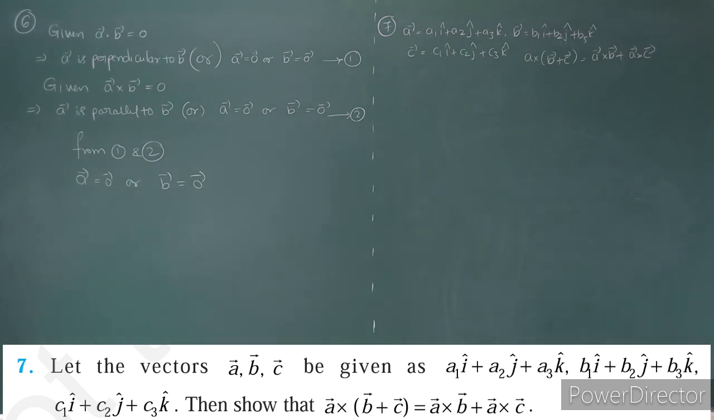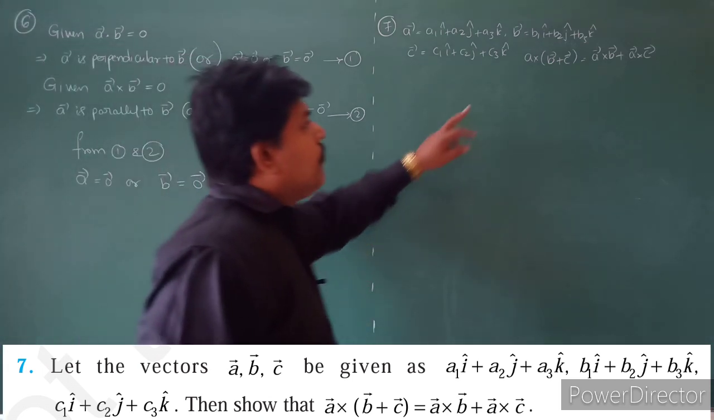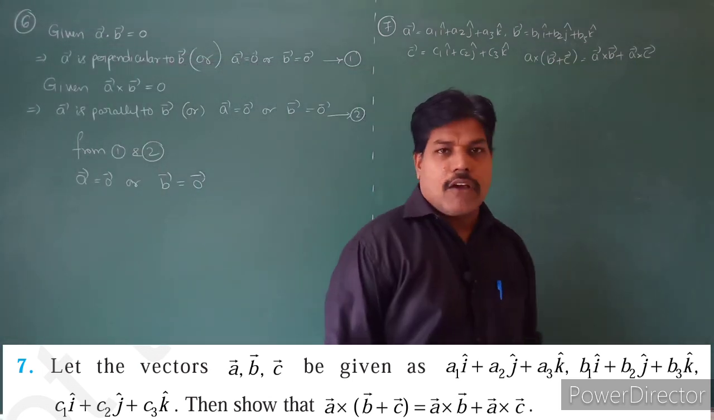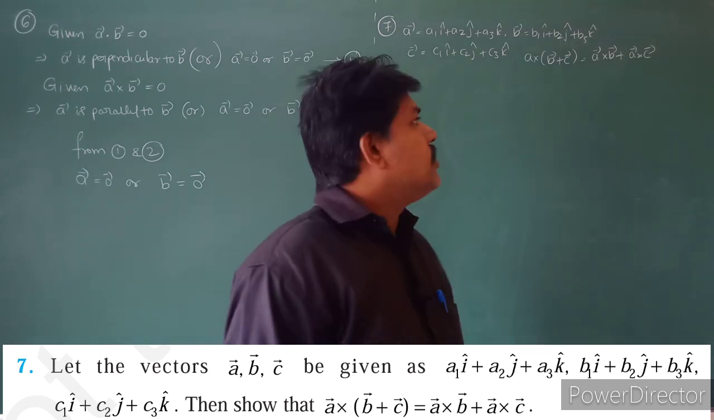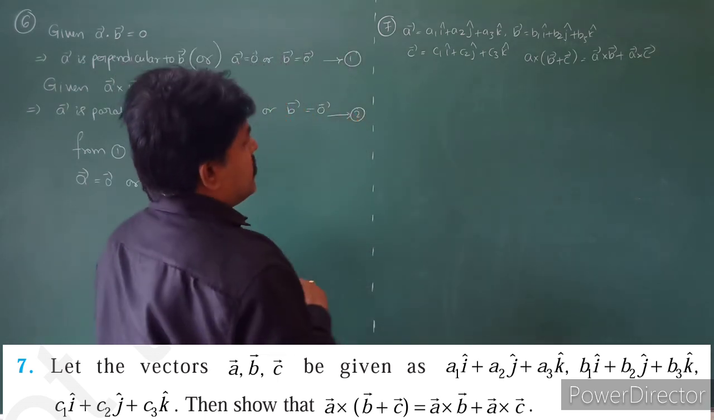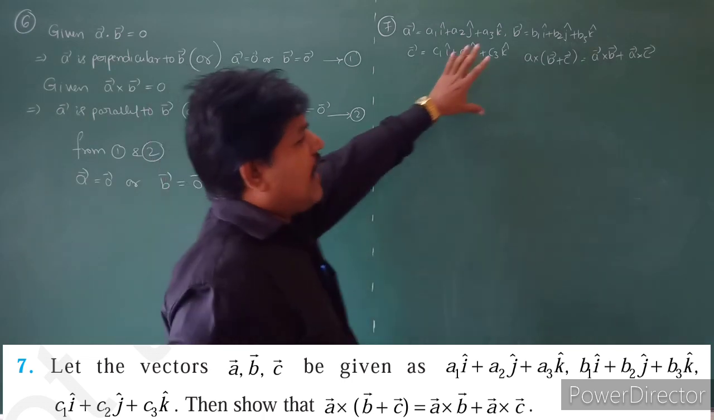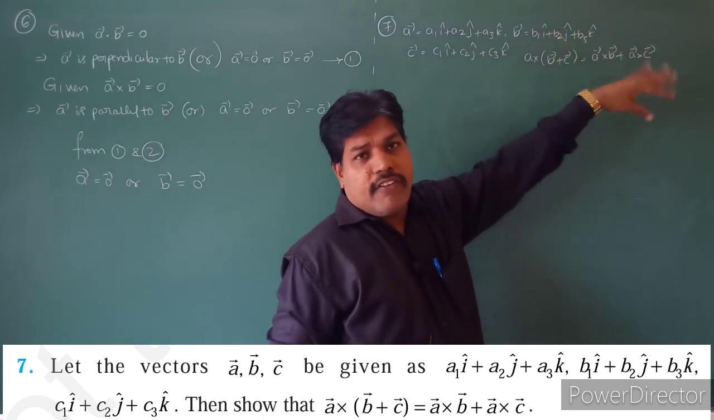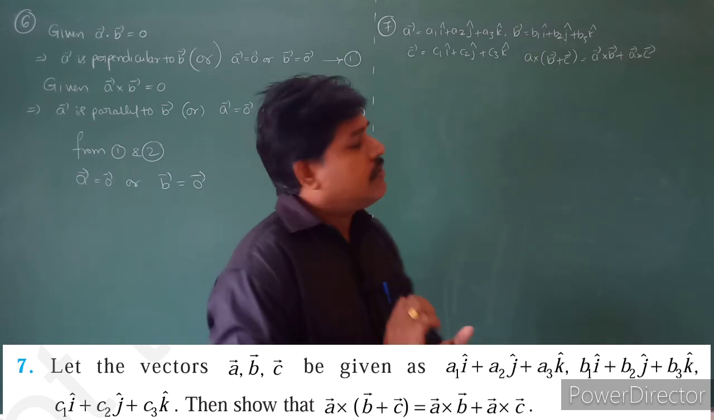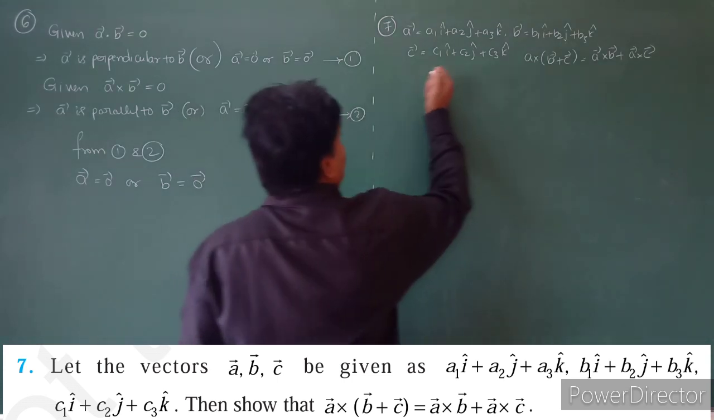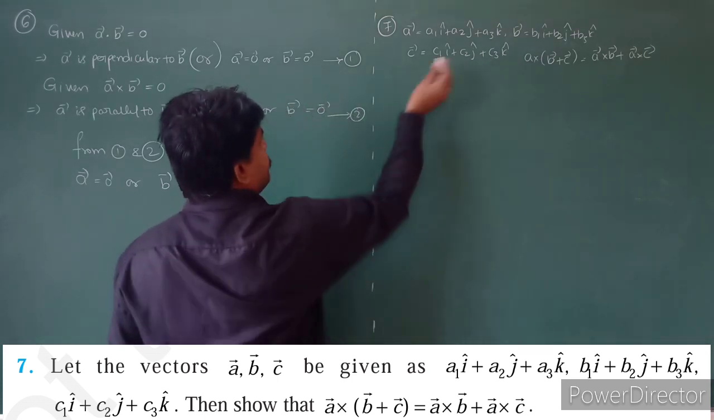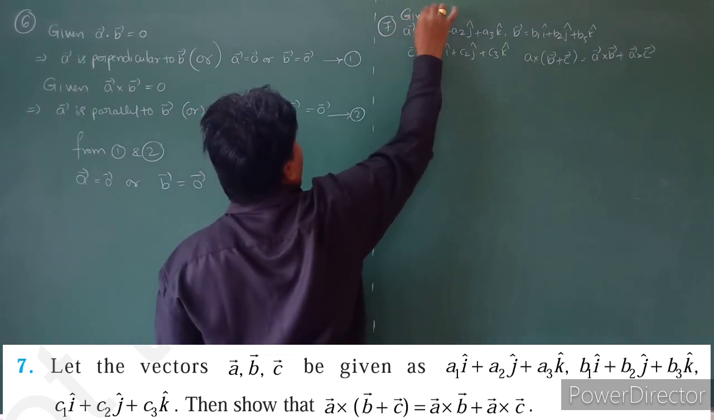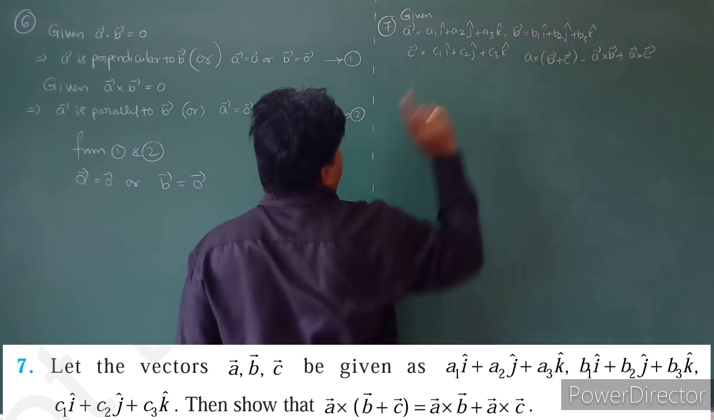They are asking to prove A cross of B plus C is equal to A cross B plus A cross C. So how to prove this condition here? First I will calculate the LHS part, then I will calculate the RHS part, then I will equate LHS equal to RHS. So first see that one. What are the conditions you have? Given vectors A, B, C.